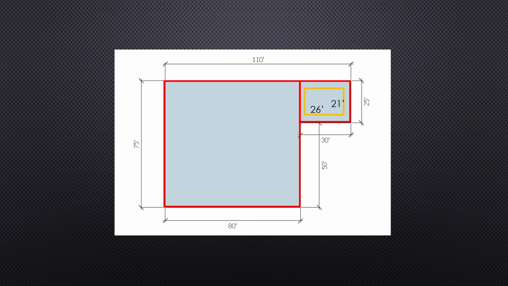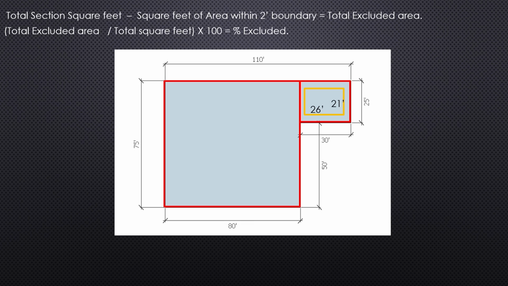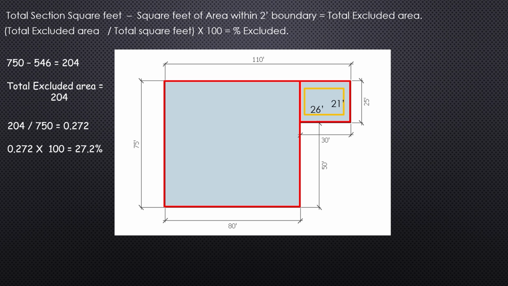Here's the general equation for determining the percent excluded. It's actually pretty easy. You take the total square footage of the section. In this case, it's 25 by 30, which is 750 square feet. Then you get the total square footage of the area within the 2-foot boundary, which is 26 times 21, which is 546. Then you subtract the area from within the 2-foot boundary from the total square footage to get 204. All you do now is divide 204, which is your total excluded area, by your total square feet, and you get 0.272. Now, to turn this into a percentage, you just multiply by 100. In this case, it's 27.2%.